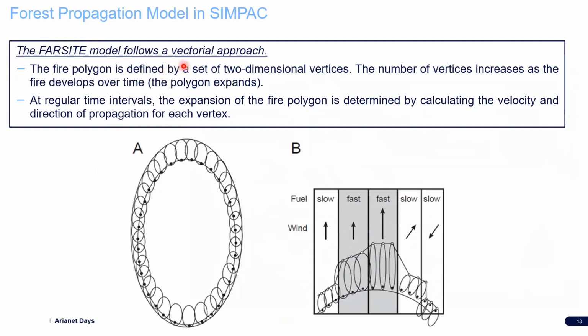The Farsight model follows a vectorial approach, meaning that the fire is defined through a set of 2D vertices, and the number of vertices increases as the fire expands or develops over time. At regular intervals, as sketched here, the expansion of the fire polygon is determined by calculating the velocity and the direction of propagation for each vertex.